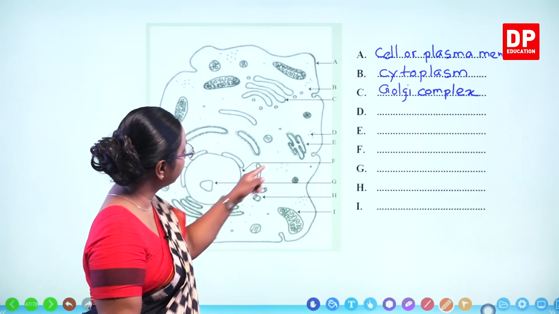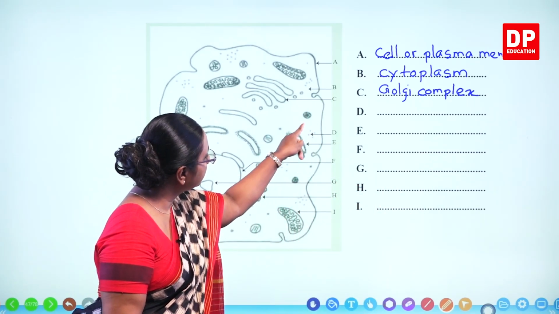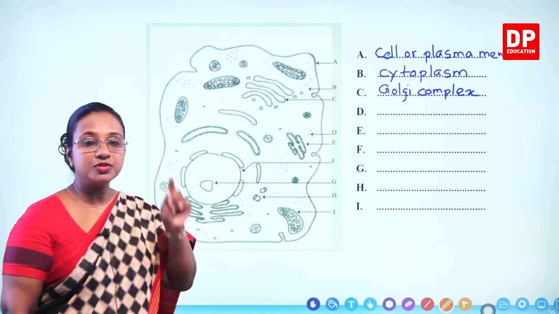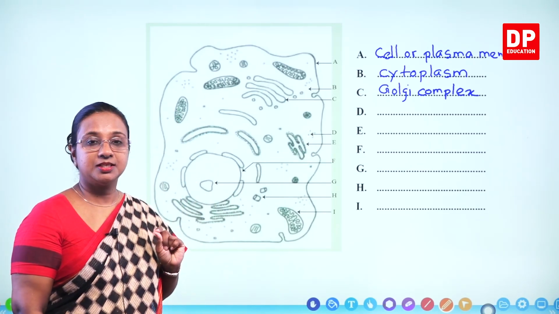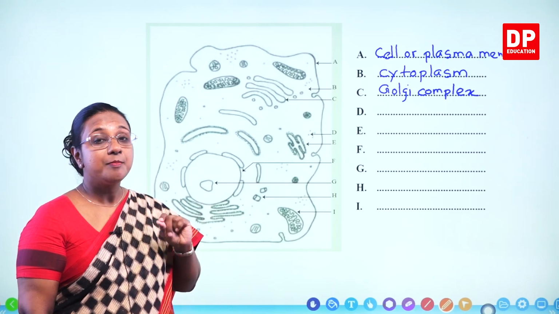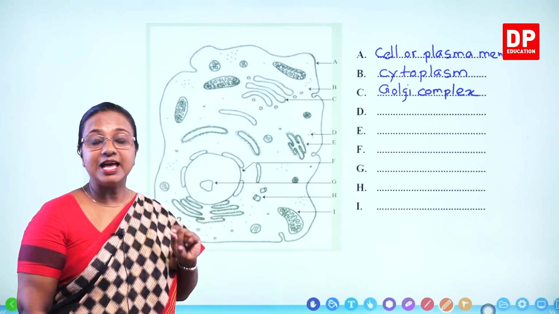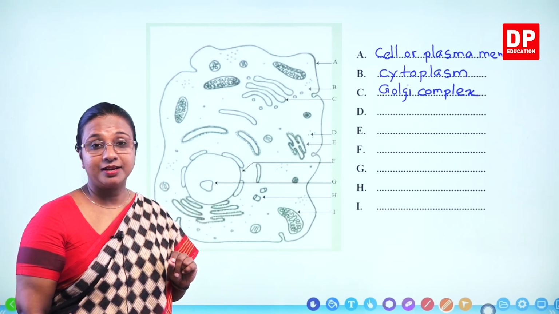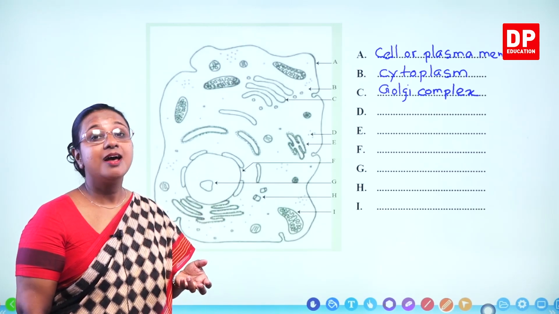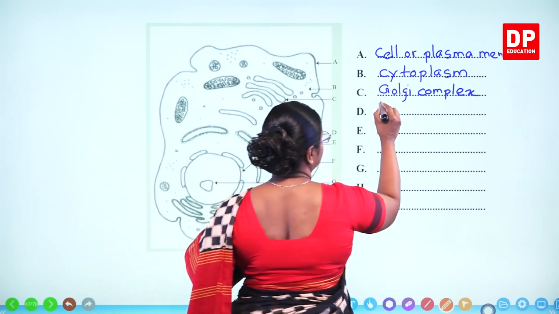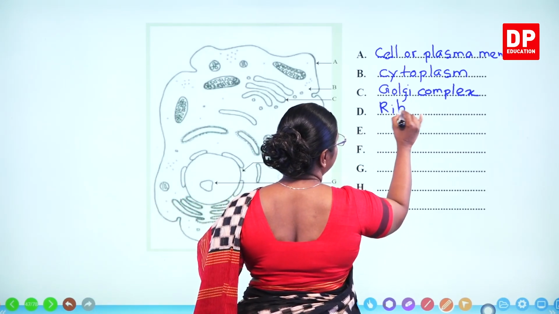And then we have D. Here you can see D points to those small dots. Those are the membraneless structures, organelles that do not have a membrane, and they are the ribosomes. Ribosomes.